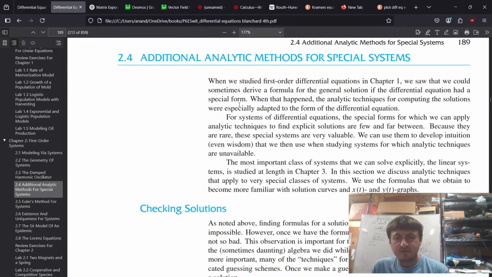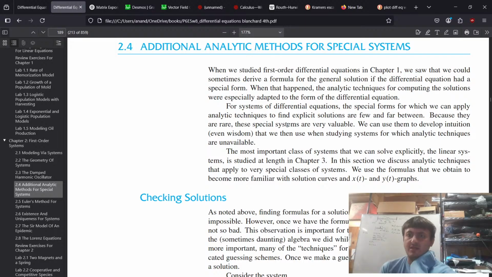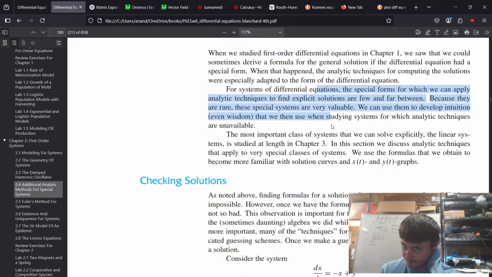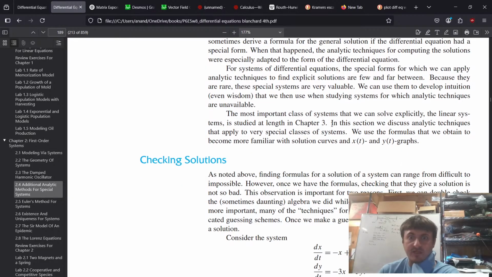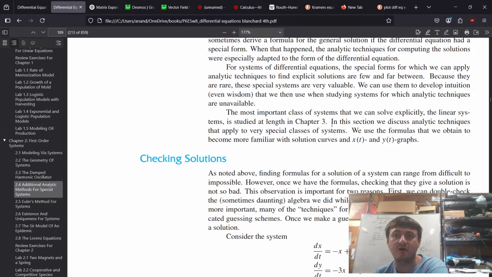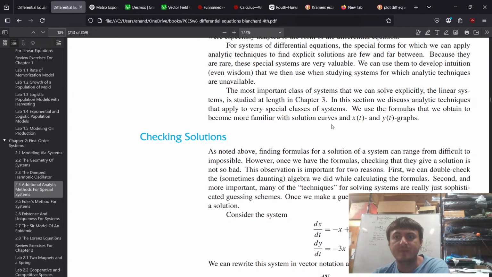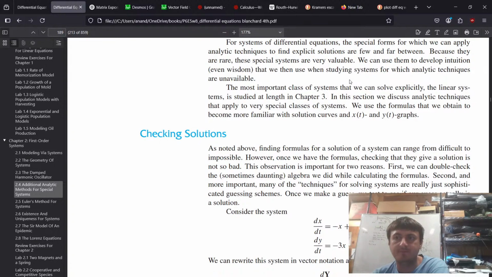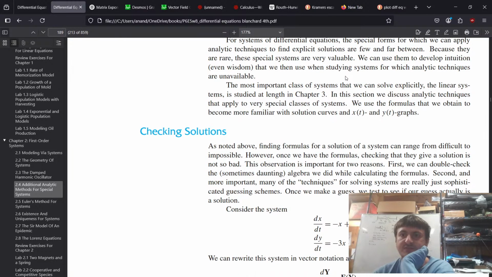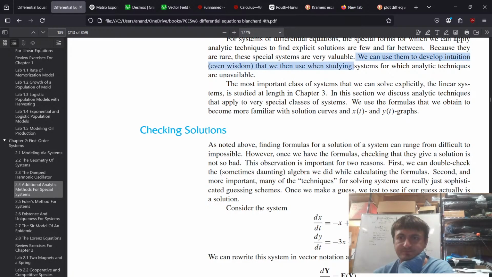When we first studied first-order differential equations, we saw that we could sometimes derive a formula. When that happened, the analytic techniques for computing were especially adapted to the form of the differential equation. Systems of special forms for which we can apply analytic techniques to find explicit solutions are few and far between. Because they're rare, these special systems are very valuable.